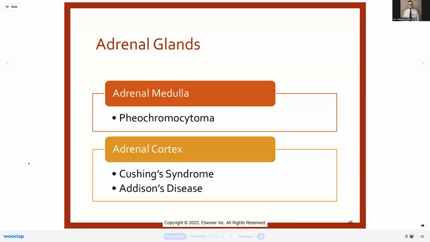So, kind of trying to round this stuff up. Adrenal glands. The adrenal glands are the glands on the top of our kidneys. There's a couple different diseases: Cushing's and Addison's disease.